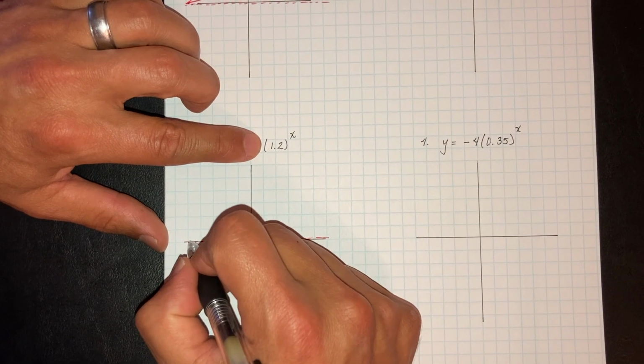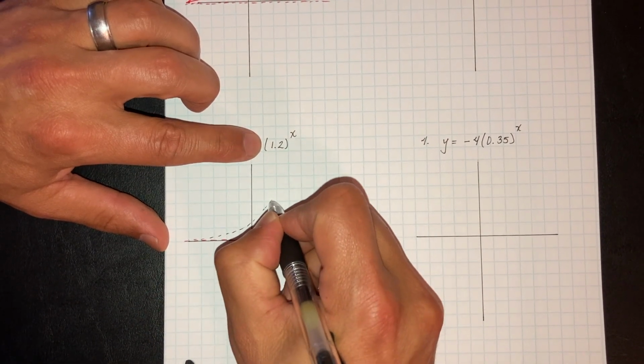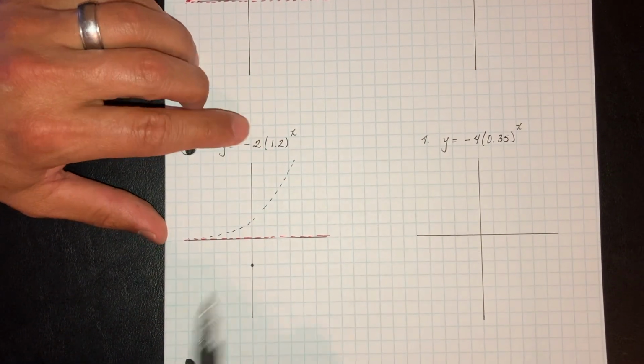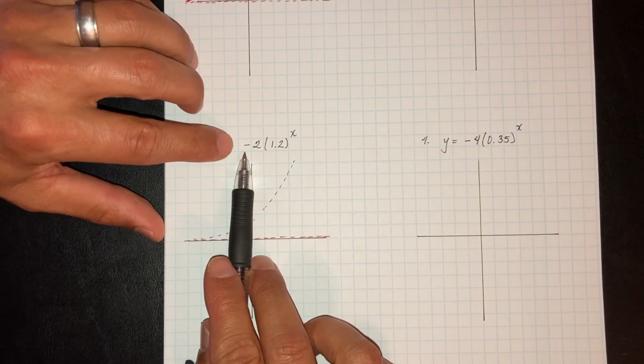So normally you would do this, right? To go up like that. But you see this negative? What does that negative make it do?